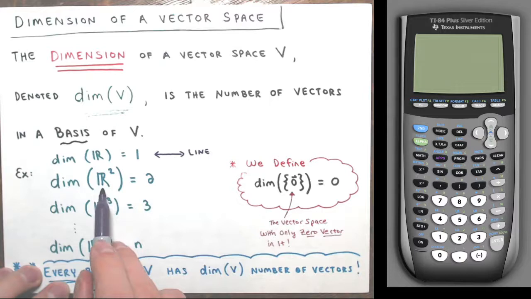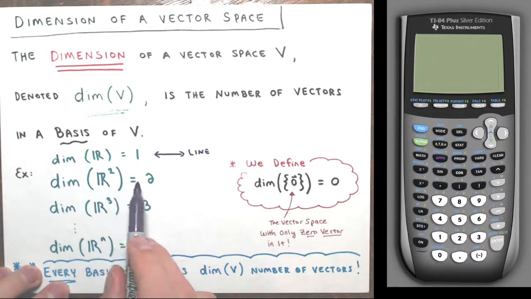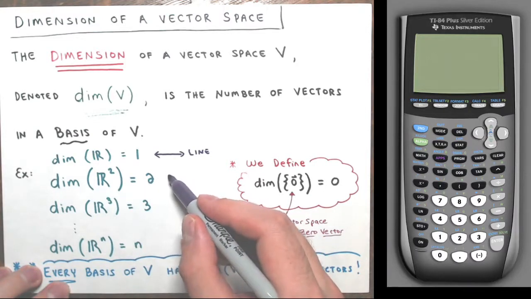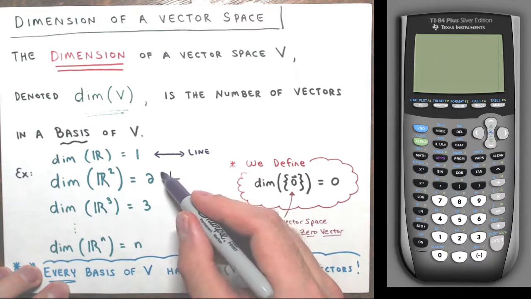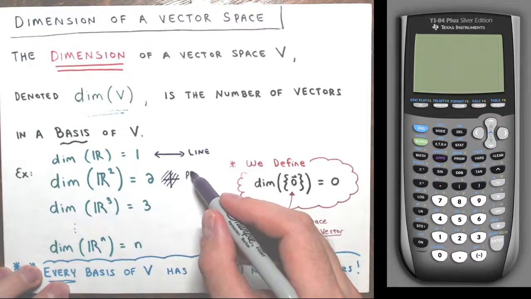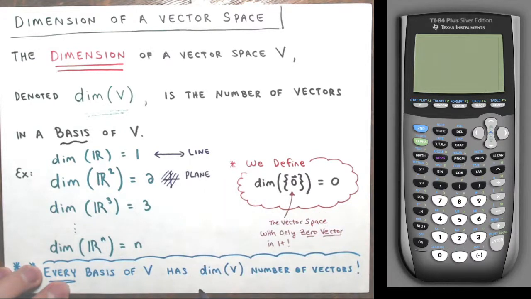The dimension of R2: all the bases of R2 that we've seen, (1,0), (0,1) was the standard basis, had 2 vectors in it. So the dimension of R2 is 2. Remember, R2 was represented by the XY plane. It's a 2-dimensional sheet. A plane is considered 2-dimensional.